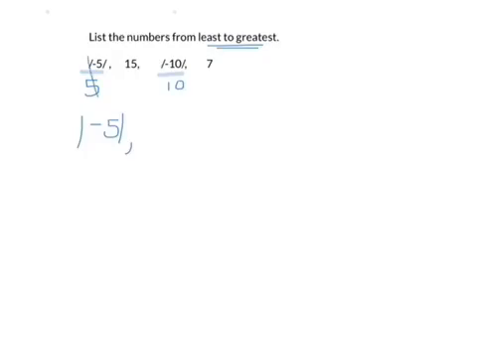My next number would be my 7. And after 7 would come 10, but I write that as the absolute value of 10, in the original form. And the last one would be 15. That would be the greatest number.